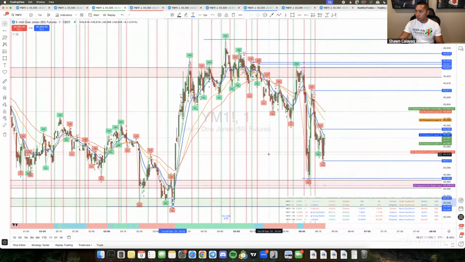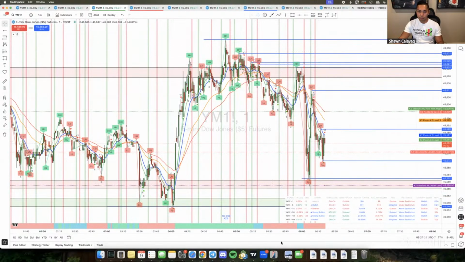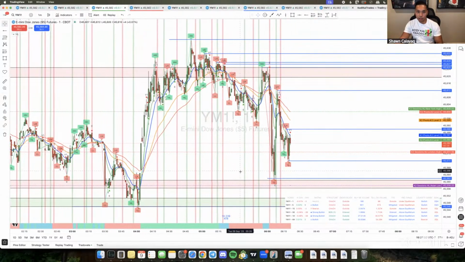We have a couple areas of, I guess, imbalances right here. They're not very strong, but there are levels of imbalance. I'll mark them up later. They're just not really necessary right now. So I'll come back and take a look at that as we progress with the market. But this is kind of the market structure that I see right now as of this very moment.